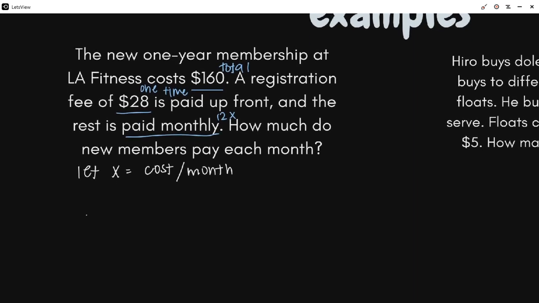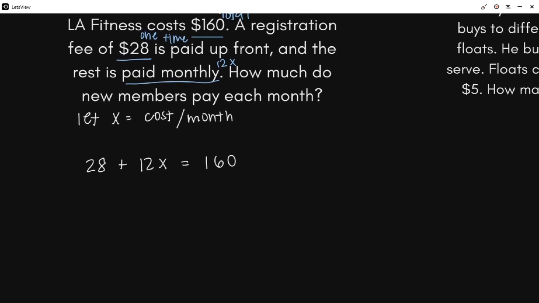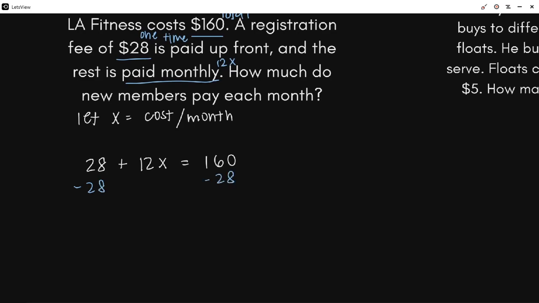So the one-time fee of $28 and however much they pay per month times 12 will give us the total. So 12 times however much they pay per month will give us the 160 that they pay for 1 year. So to solve this, we're going to subtract 28 on both sides. And then we get 12x equals 132, divided by 12. x equals 11. So that means it costs $11 per month.